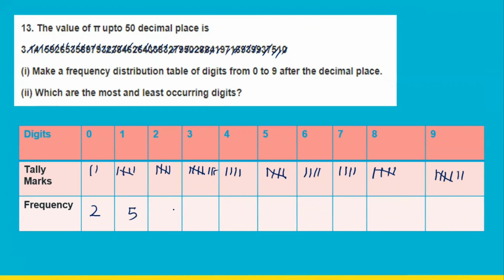frequency of 2 is again 5, frequency of 3 is 8, frequency of 4 is 4, frequency of 5 is again 5, frequency of 6 is 4, frequency of 7 is 4, frequency of 8 is 5, and frequency of 9 is 7. We have done it wrong. Check 9: 1, 2, 3, 4, 5, 6, 7, 8. So 9 is 8. Frequency of 9 is 8.